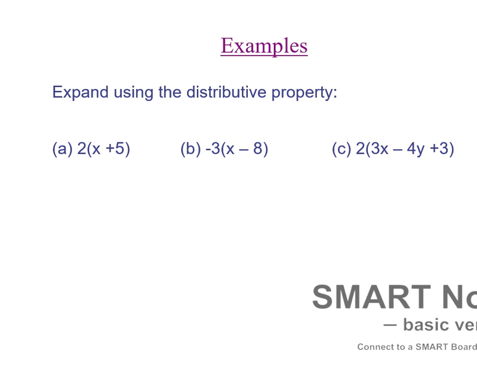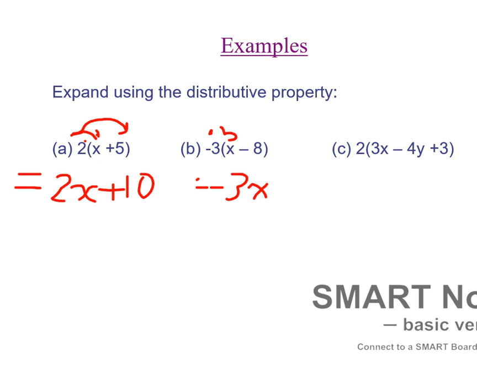So for example, in this first one, we're going to take the 2 and multiply it by x, and we get 2x. And then 2 multiplied by 5, and we get plus 10. And then that's it because we don't have any like terms. So likewise, for the next one, negative 3 times x is negative 3x. Be careful with the next one. Negative 3 times negative 8 becomes a positive. And that's a very common mistake that people make. So really be careful with that.